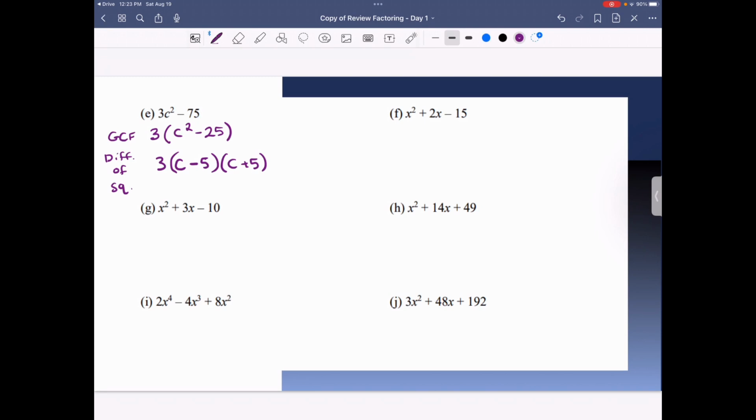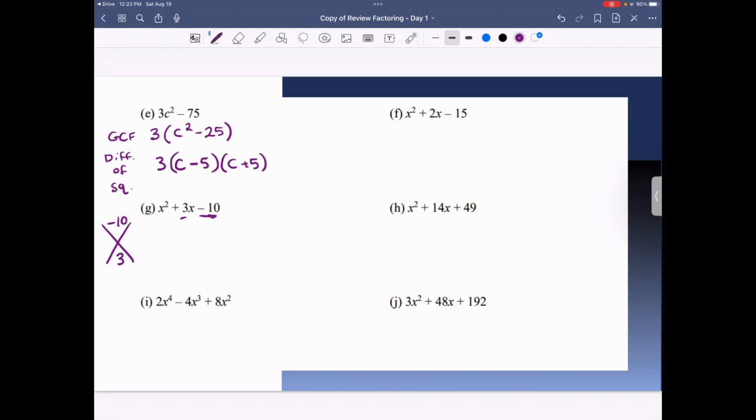Okay, for G, I don't see a greatest common factor, and it doesn't look like a perfect square trinomial, so I'm going to use the box method or the X method. And I am looking for factors of c, so factors of negative 10 that add up to 3. So I put negative 10 up here, saying I want two numbers that multiply to give me negative 10 and add up to give me 3.